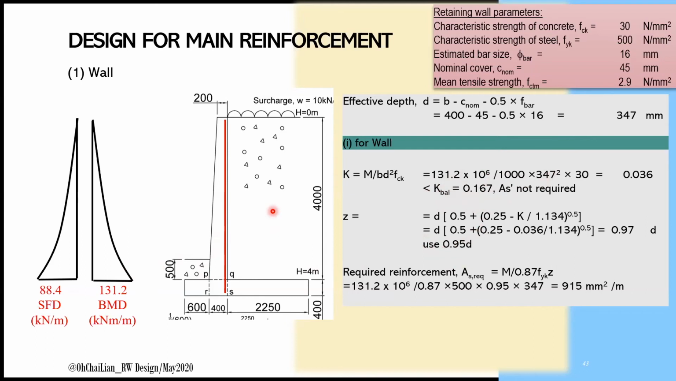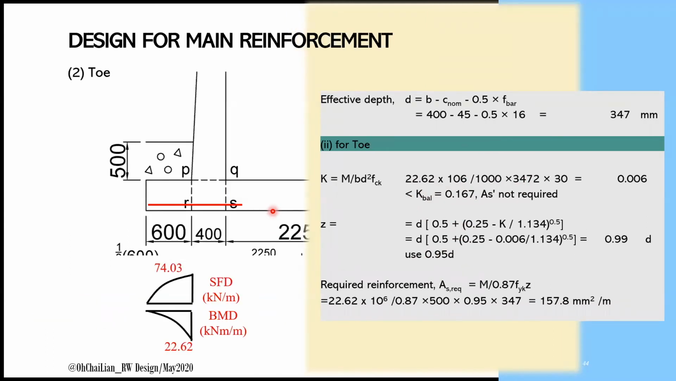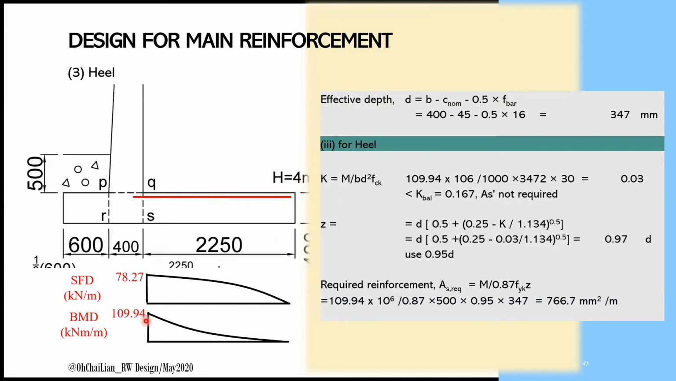Similar process can be applied to toe and heel in obtaining the main reinforcement. In this case, for toe, AS provided shall be placed horizontally at the bottom part of the base. Whereas, for heel, AS provided shall be placed horizontally at the top part of the base.